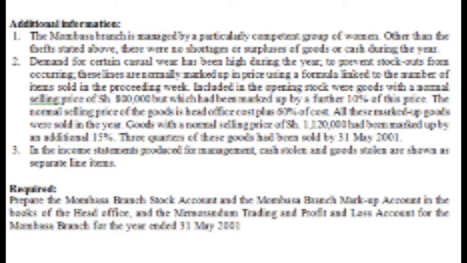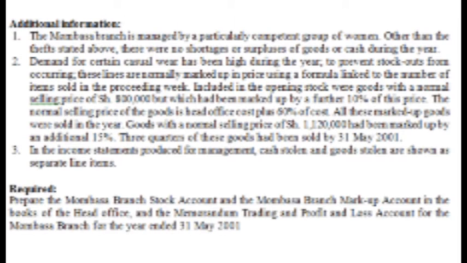Goods with a normal selling price of 1,120,000 have been marked up by an additional 50%. 3/4 of these goods have been sold by 31st May 2001. 3. In the income statement produced for management, cash stolen and goods stolen are shown as separate line items.